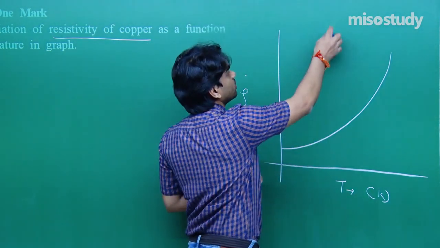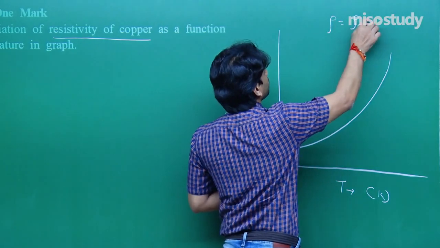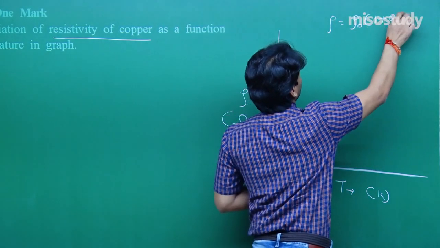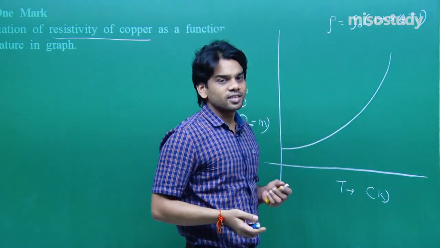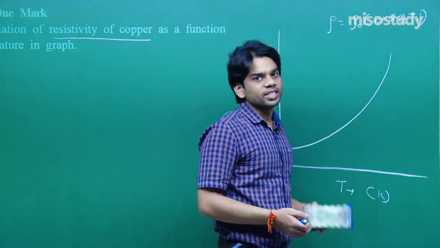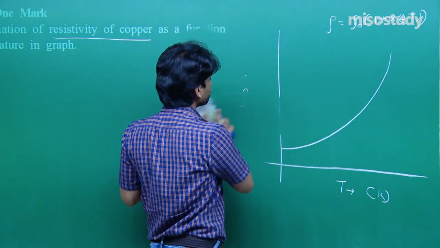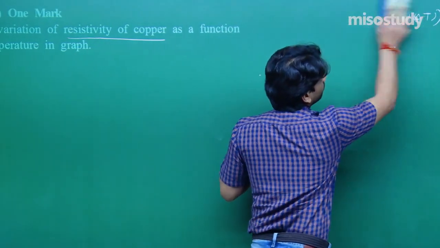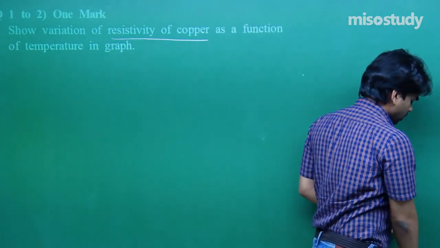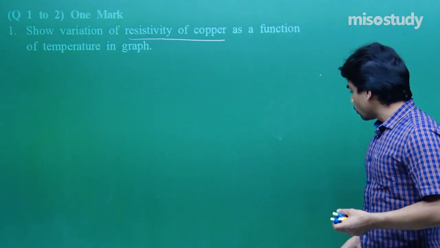We all know that resistivity rho is equal to rho naught (1 plus alpha delta T). This is how the resistivity varies in case of temperature rise or change in temperature. Very simple graph. We all have the equation, and based upon the equation we can mention this graph in this way. Next case, let us go with the next question.